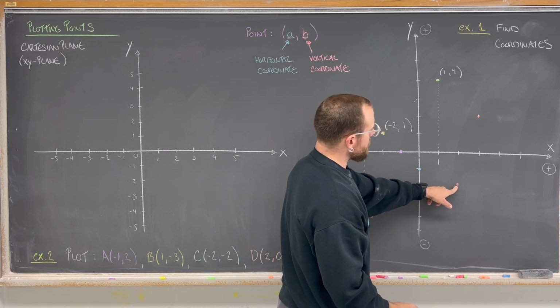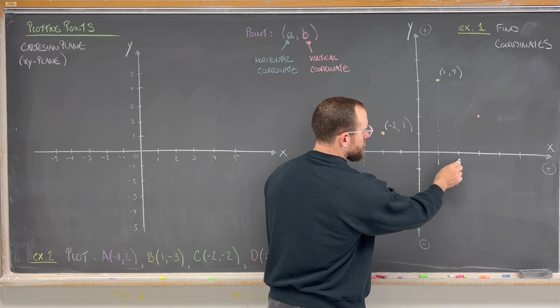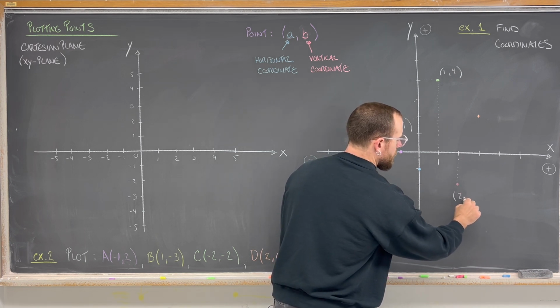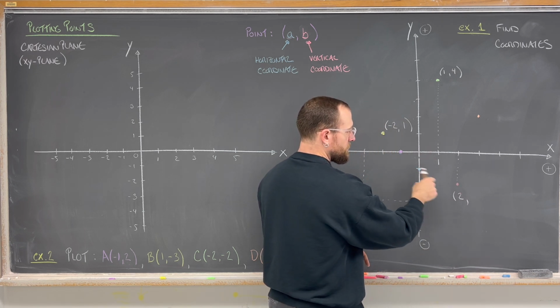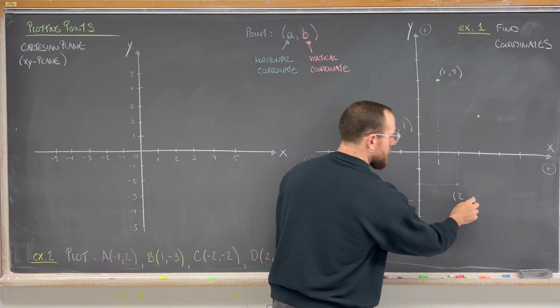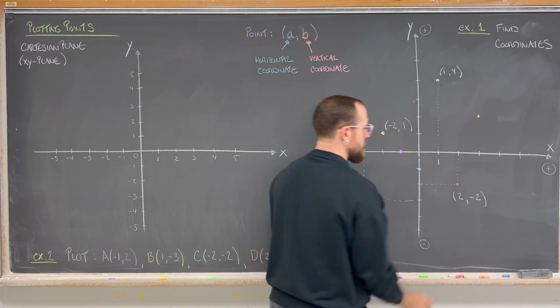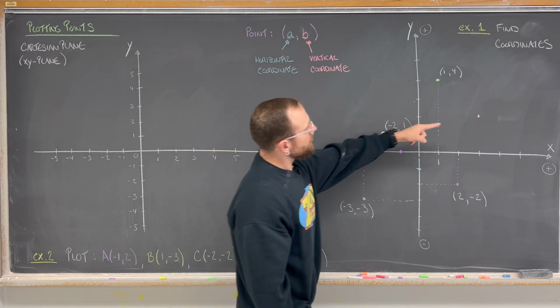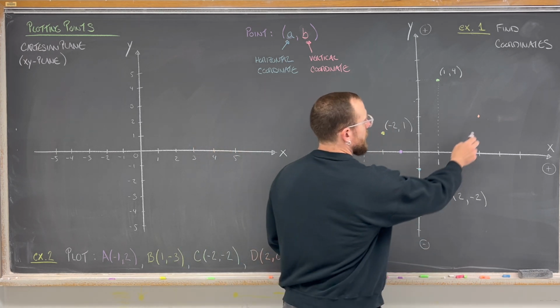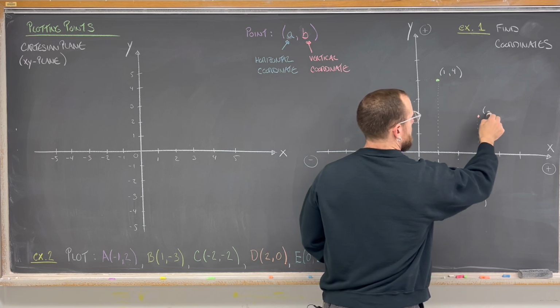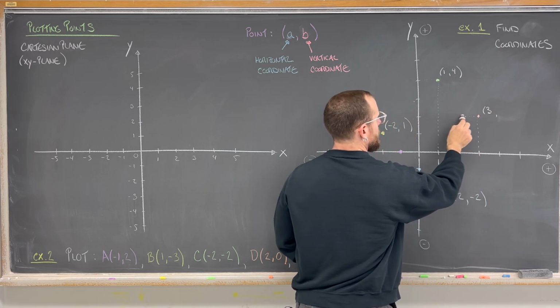This point over here is 2 units to the right of the origin, so its first coordinate is 2, and it's 2 units below the origin, so its second coordinate is -2. Okay? And then we have, let's go to this point over here. Its x coordinate is 3. Its y coordinate is 2.